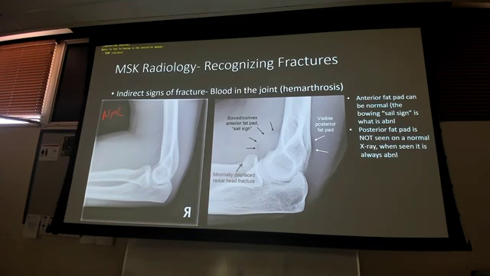So really what you can do, if you like the anterior, you can play the game with the anterior fat pad, and then if you think it's positive, then shift to the posterior to verify, right? You can do that too if you want to. Because posterior fat pad is always an abnormality if it's there. Any other questions on that? Okay.